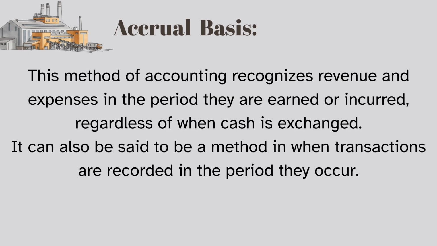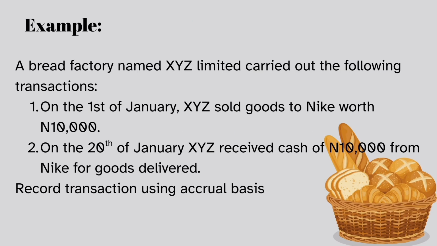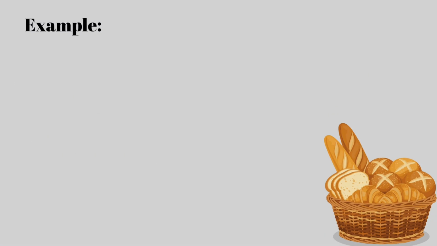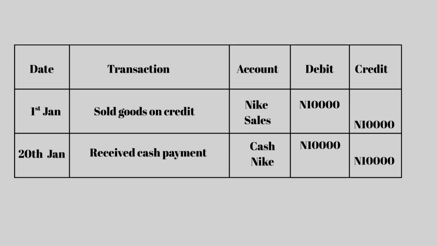So let's take an example. XYZ Limited, a bread factory, carried out the following transactions. 1st of January, sold goods to Nike on credit worth 10,000 naira. On 20th of January, received cash of 10,000 naira from Nike. Now let's look at our book of accounts. You would notice that in this solution, we actually recognize this transaction on the 1st of January. So remember, accrual basis, expenses, and revenue are recognized in the period in which they occur.